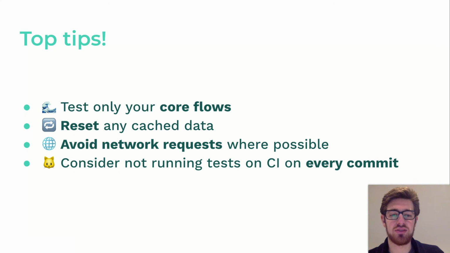And then consider not running your tests on your CI on every single commit. Because they take so long to run, you might only want to do them, for example, when you merge into your master branch or before release, or maybe you want to do a nightly build to run your tests. But as you write more and more UI tests, it takes longer to run them all. You might not want to be running them every time you commit to a PR.